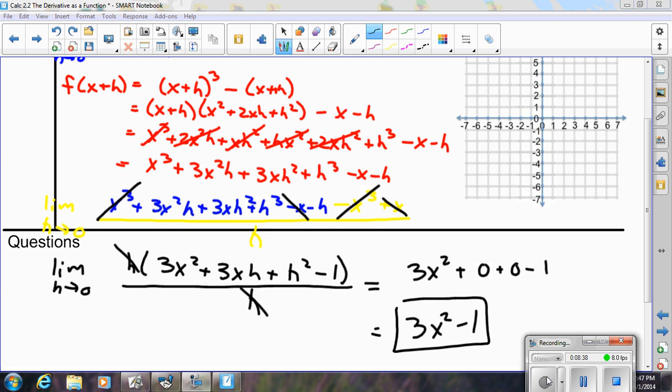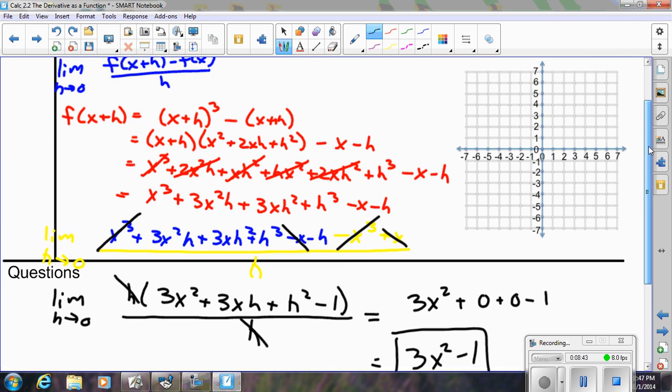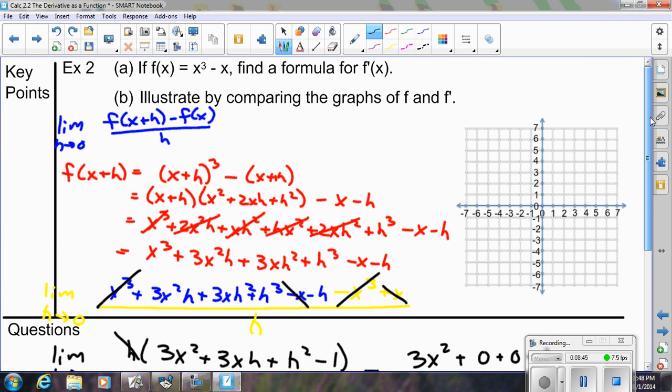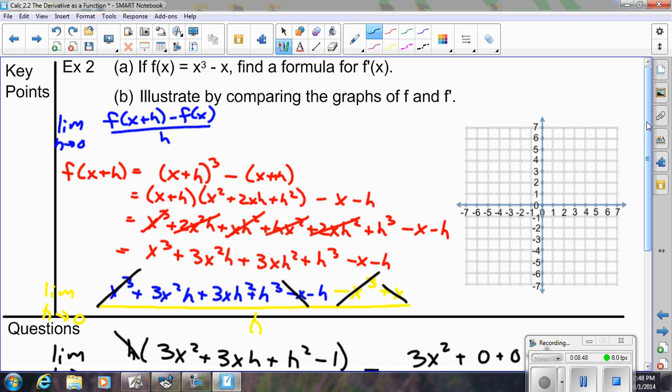And there we go, we've got our answer. Definitely a lot of work, but we've got it. Our answer for A, f prime of x equals 3x squared minus 1. Now, to compare the graphs for part B, we've got to have a graph, so let's take x and f, and we'll just say -2, -1, 0, 1, 2. We start plugging in some x values and just creating a table.